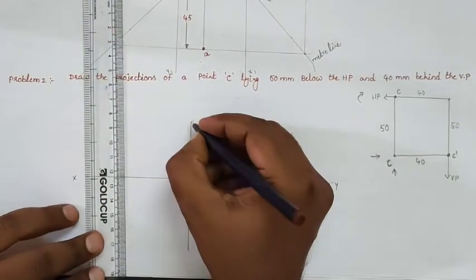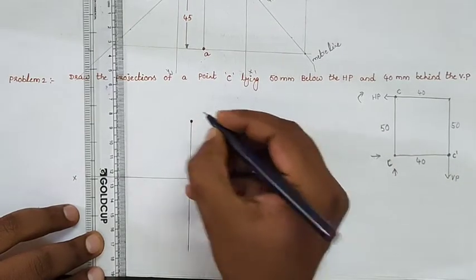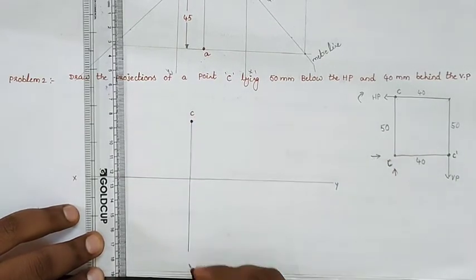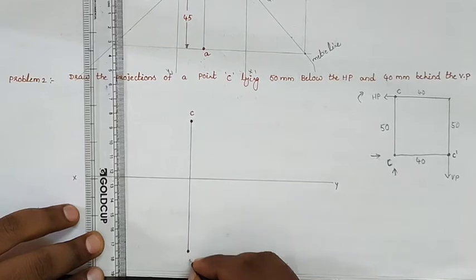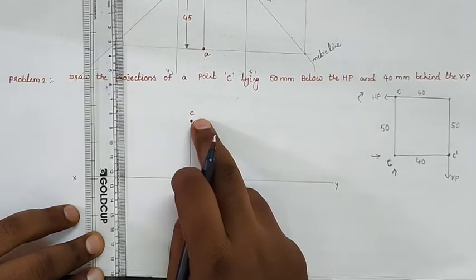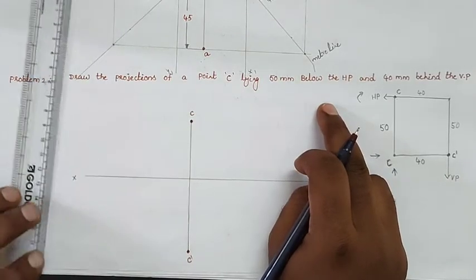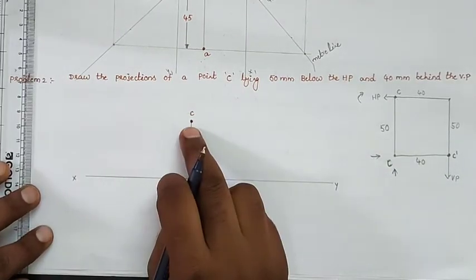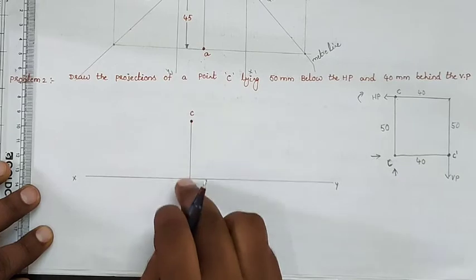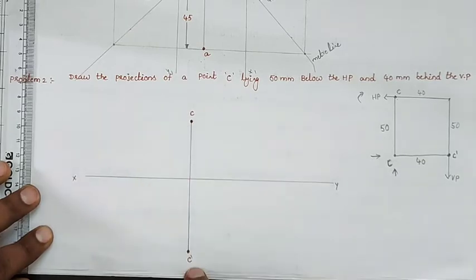So now we are locating the point notation. This is point C and this is point C dash. This is our top view and this is our front view. In the third angle projection method, the top view is obtained above the reference line, and the front view is obtained below the reference line.